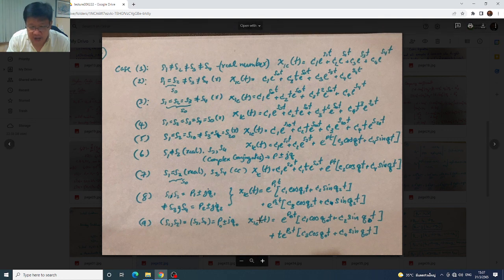But for the 9th case, you just multiply t to the exponent of the second term, because your exponent is the same, p sub 0 t. And in the 8th case, p sub 1 and p sub 2 are not equal. When it's the second case, since p sub 1 equals p sub 2 equals p sub 0, the second term you need to multiply by t.